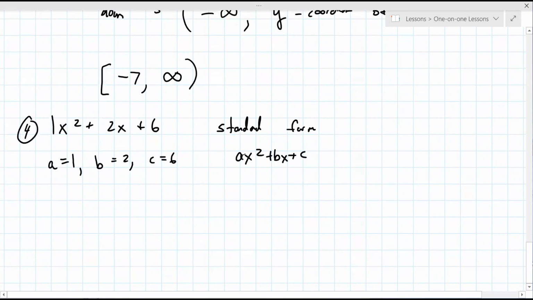What I would like you to do is find the x coordinate of the vertex, and then I want you to use that to find the y coordinate of the vertex. You're taking whatever that is and putting it back into the original. So give yourself 60 seconds and see if you can do that for me, please.